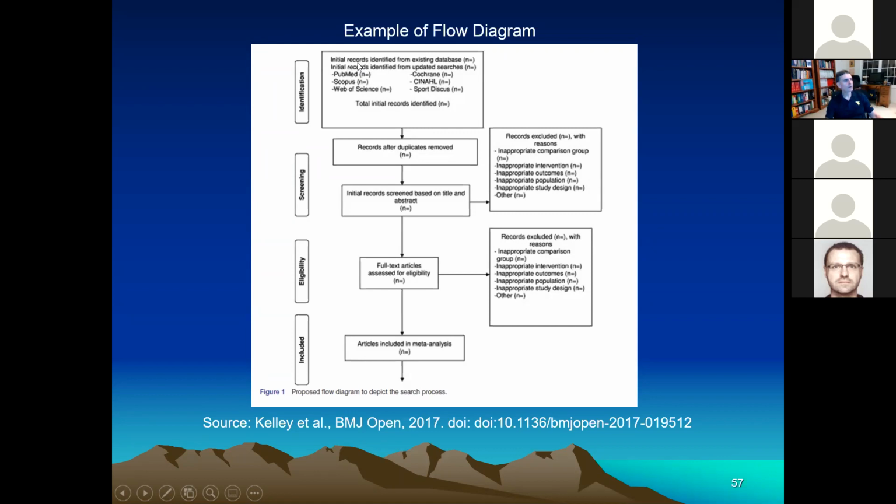So the first thing we've done up here is how many initial records identified from existing databases.